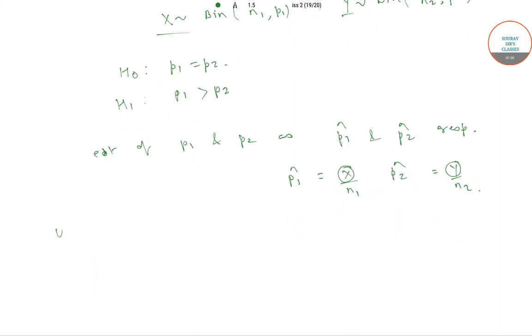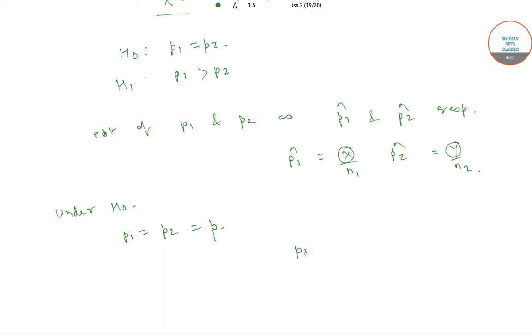Now under H0, our p1 is equal to p2, say equal to p. So under H0 we have p1 equals p2, which is equal to say p. Then p1 cap minus p2 cap should not be too far from zero.